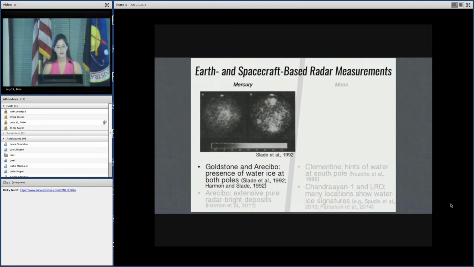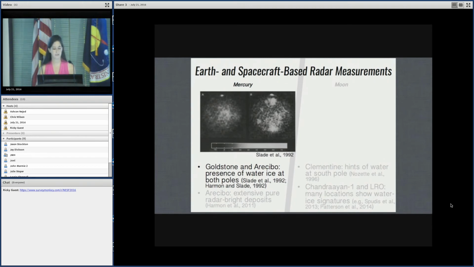So our first looks into these permanently shadowed regions come from the Earth-based and orbit-based radar measurements on Moon and Mercury. For Mercury, these start back in the early 90s with imaging campaigns both at the Goldstone and Arecibo observatories. These are two images taken from two different observation dates of the North Polar region of Mercury at Goldstone. And in the white, we're highlighting radar enhancements that are showing that the poles of Mercury are consistent with having water ice.